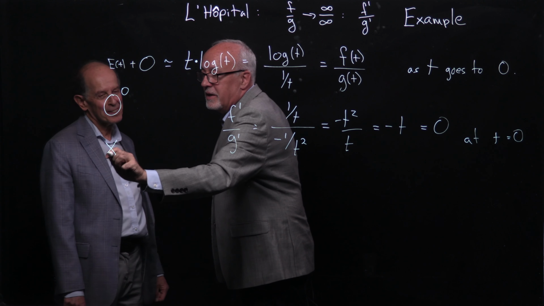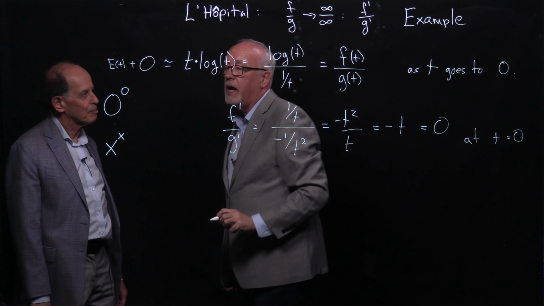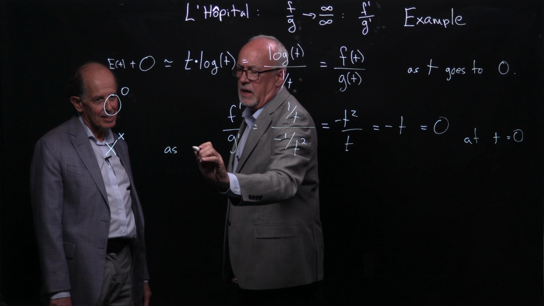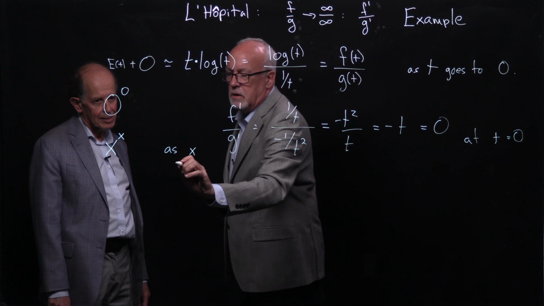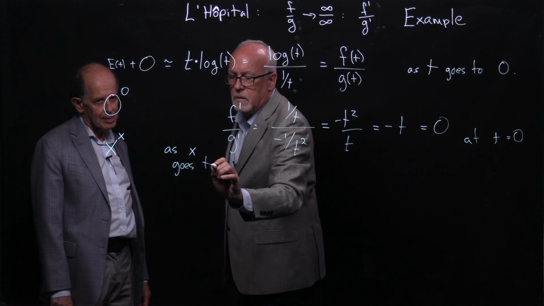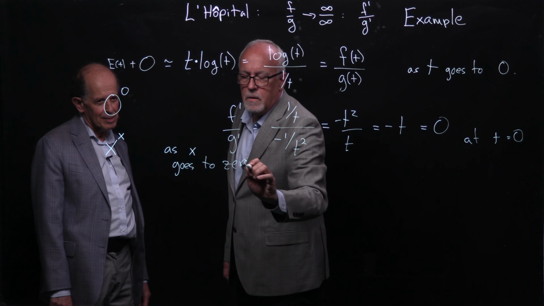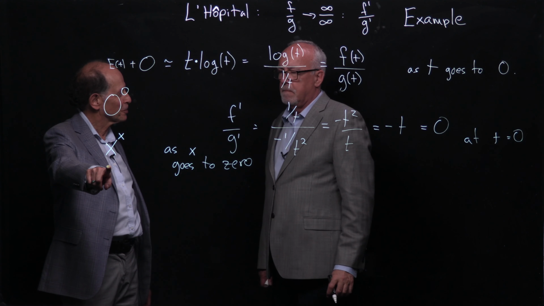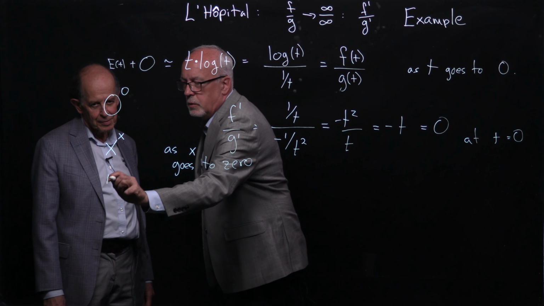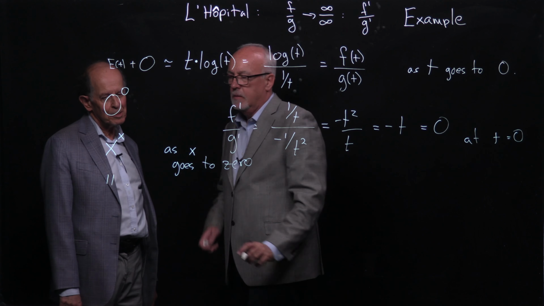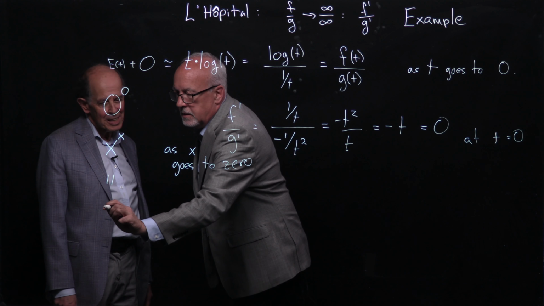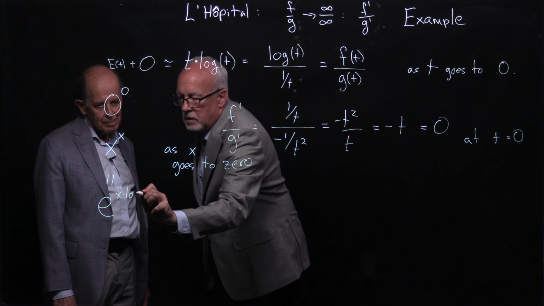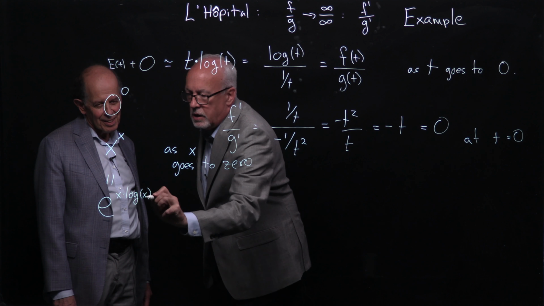Well, here's another way to think about it. Let's look at this function and say what happens as x gets close to 0. X goes to 0. We're going to rewrite this using the exponential. I'll put an equal sign and you tell me what I should be writing. That's going to be equal to e to the x log x.